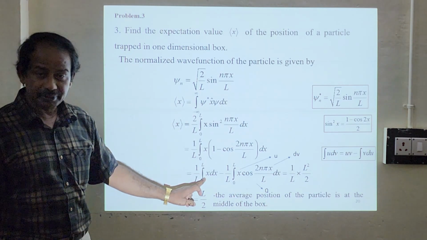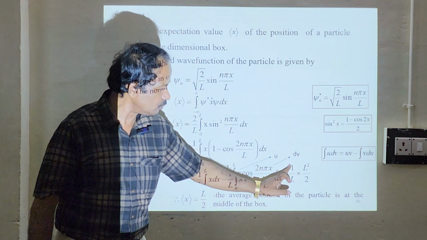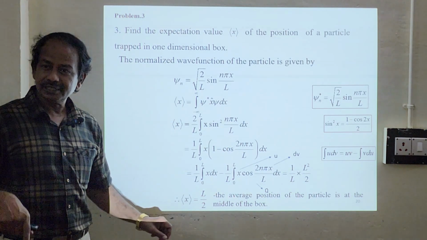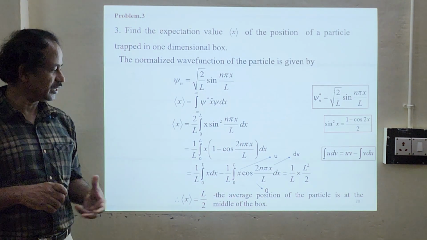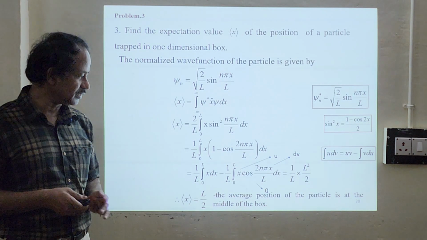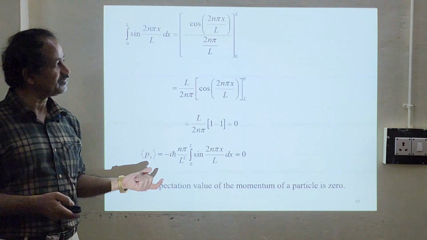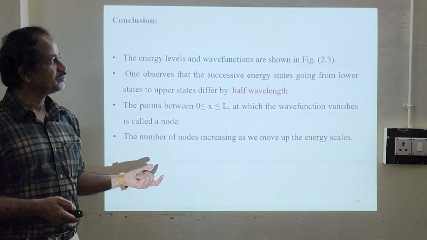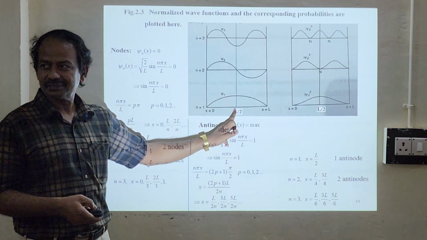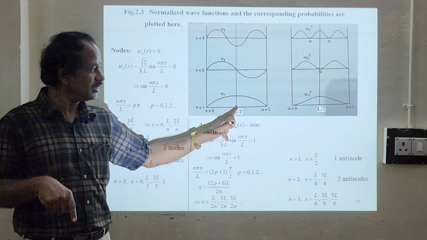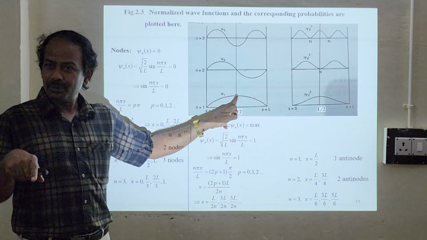So now the answer: you substitute for L, so this becomes x squared by 2, which is L squared by 2, times 1 by L. L will cancel, and you will have the average value as L/2. The average position of the particle is at the middle of the box for the ground state. So the mean value of the position lies exactly at the middle of the box.